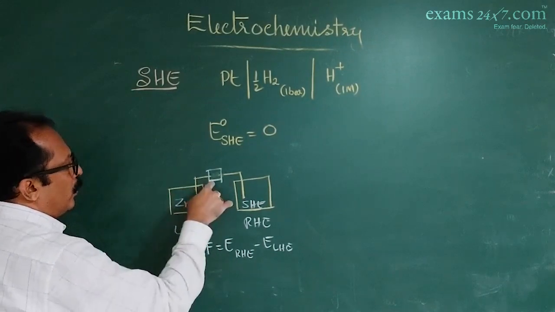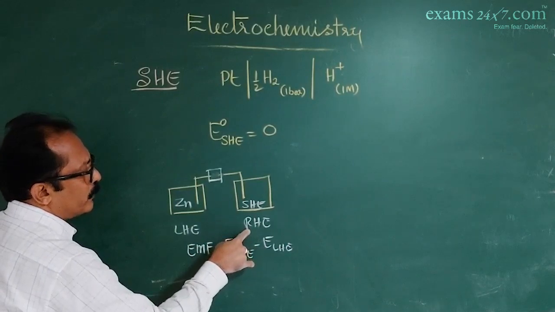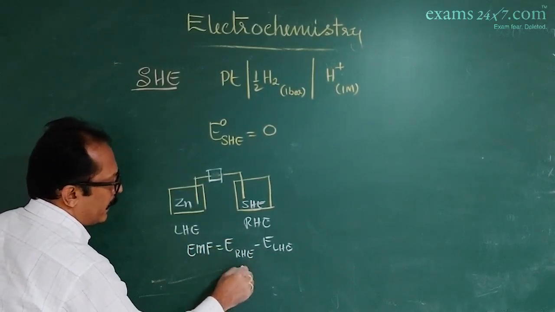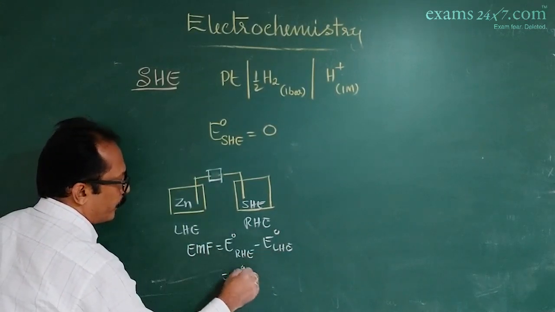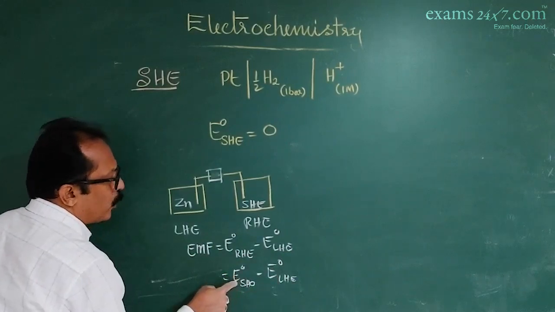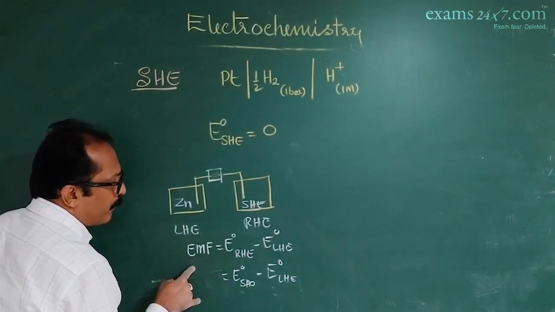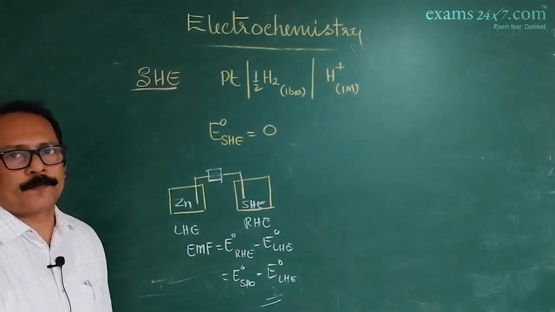So by knowing the EMF, with the right-hand electrode being the standard hydrogen electrode, this is the left-hand electrode. The standard hydrogen electrode potential is always 0. Therefore, the EMF becomes negative, and that is the electrode potential of the left-hand electrode.